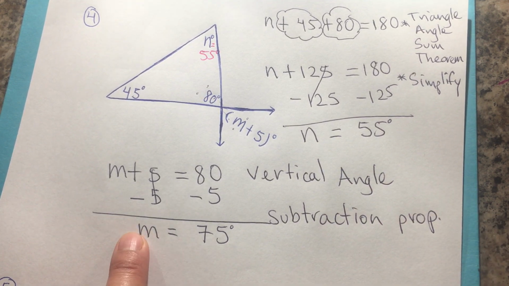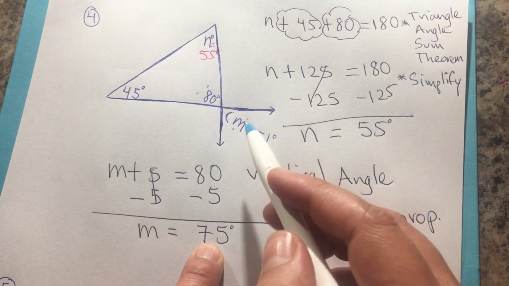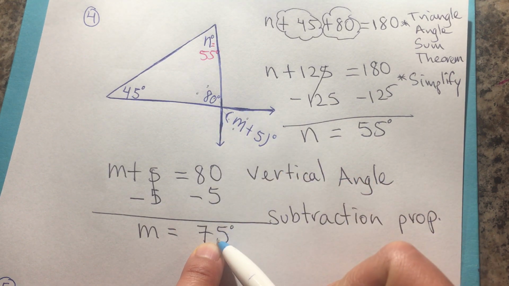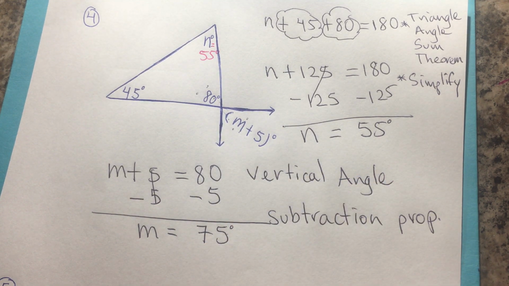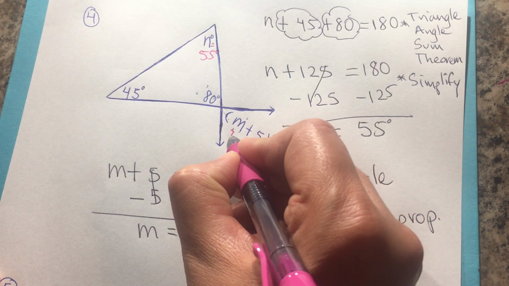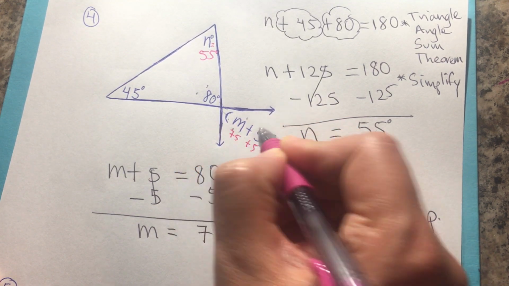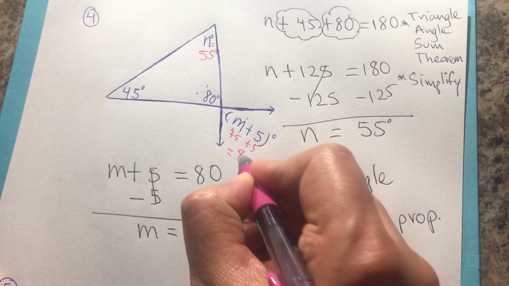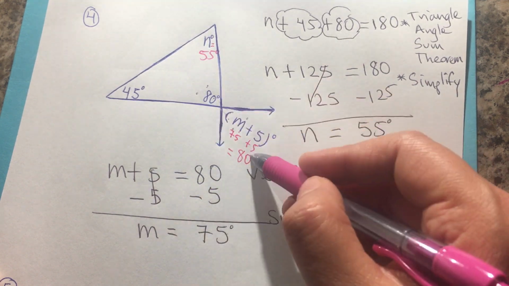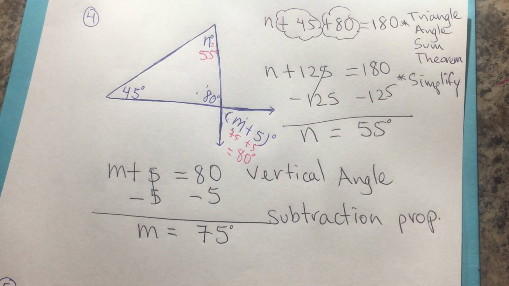Okay, so m is 75, but that's not the value of this angle, okay? You substitute that in there. Let's find the value of the angle. 75 plus 5 is equal to 80 degrees. Now you can see that they have the same measurement.